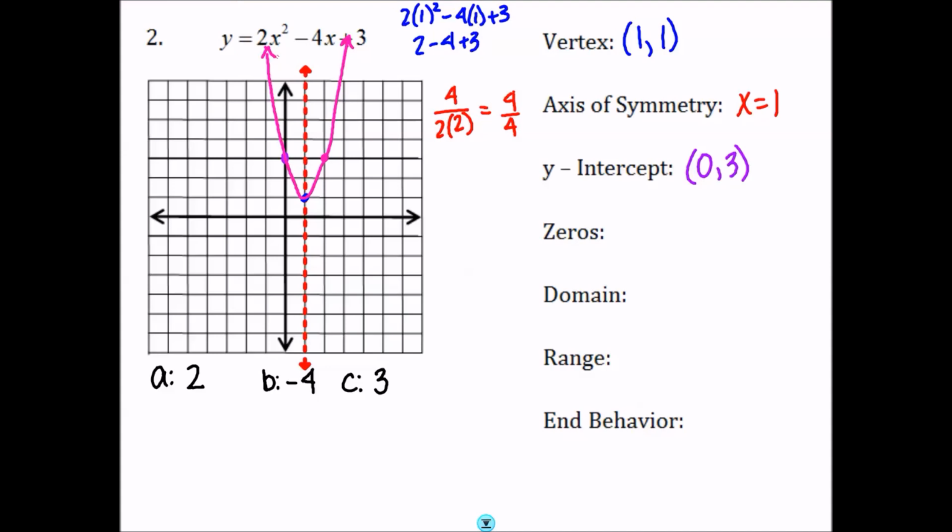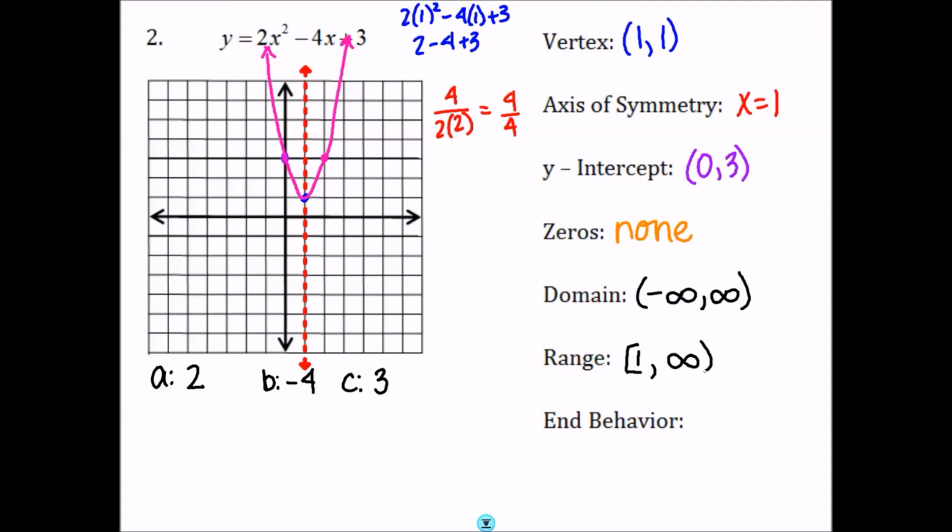Now, we said that zeros are the same thing as x-intercepts, and there are no x-intercepts on this graph. So for zeros, I can write none. Domain, we already said that the domain of every quadratic is negative infinity to infinity, because it will continue on forever to the left and to the right.